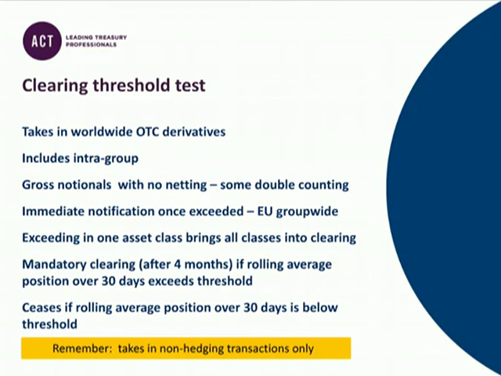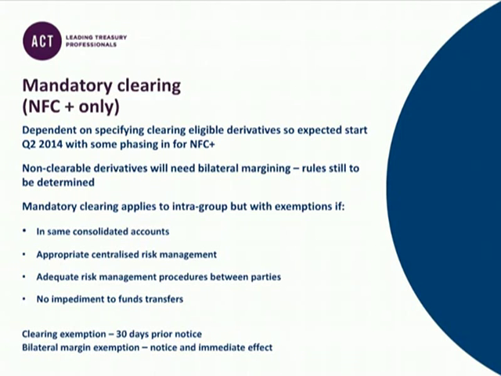Once you go over the threshold, you have to notify the authorities, but you don't actually come into clearing until you've exceeded the threshold on a rolling basis over 30 days. And similarly, if you drop below the threshold on a rolling basis over 30 days, you come out from the obligation towards mandatory clearing. If you are an NFC plus, you've crossed the threshold, you're then into mandatory clearing. The timetable for that is such that it's not starting for a little while yet, because as yet there are no approved clearinghouses or process of declaring what derivatives are suitable for clearing.